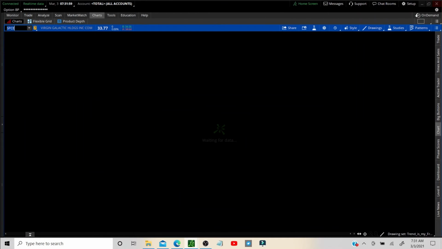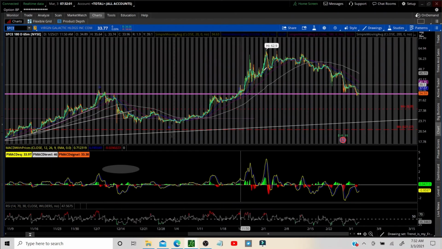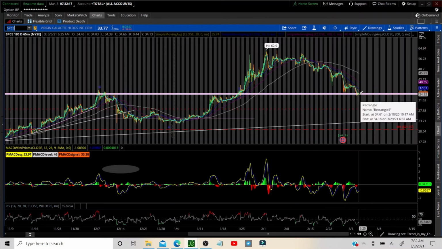Space. Space made a huge move and now retraced from 63 points all the way back to 33. And this is also a major resistance, now support, but don't just bank on this. Watch this. Give it a chance because we're right here.